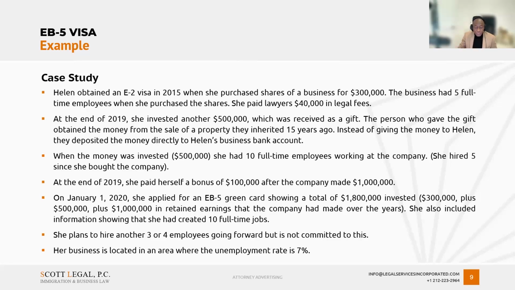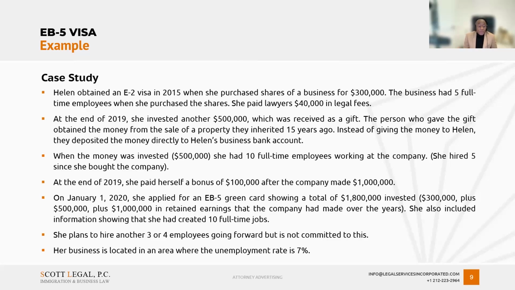She's created 10 full-time jobs, so she's done. She said, I'm done, because she didn't really want to hire anybody else. She's not committed to really hiring anyone else. And the unemployment rate at the time is 7%. So let's talk about Helen and her situation.